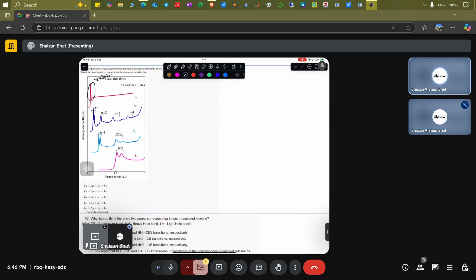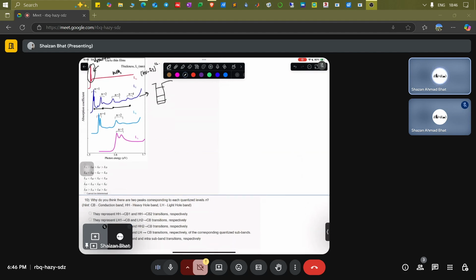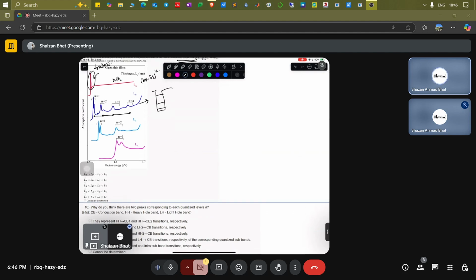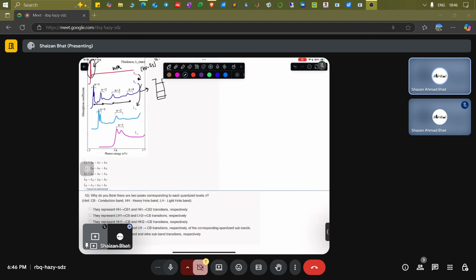Otherwise, it's like a continuous, full bulk-like behavior, something like h nu minus Eg square root behavior, except this peak. And these here are subbands. You see that confinement has taken effect, and these are subbands like these. So the energy difference between the subbands is going on increasing. That is why, if you're going from LD to LC, the size is reducing. From LC to LB, again the size is reducing.